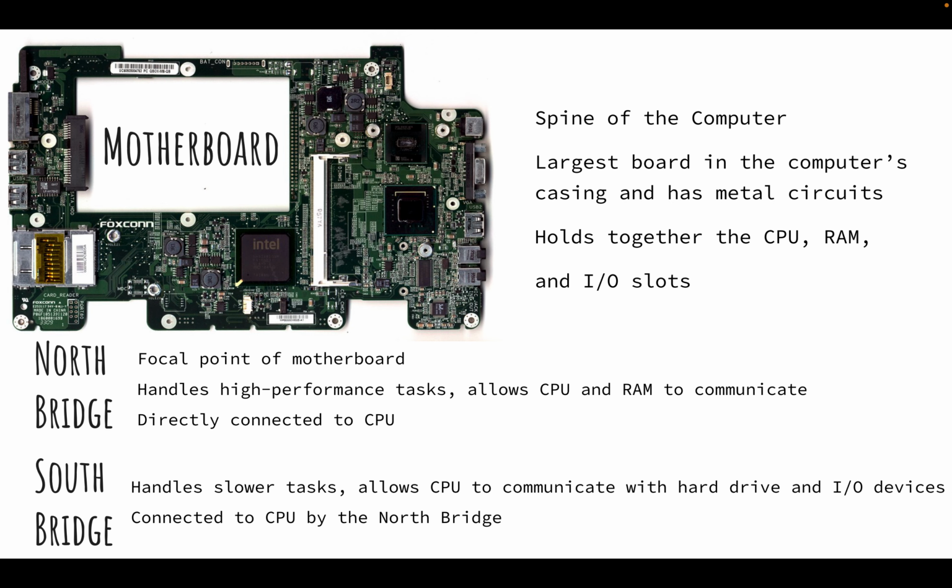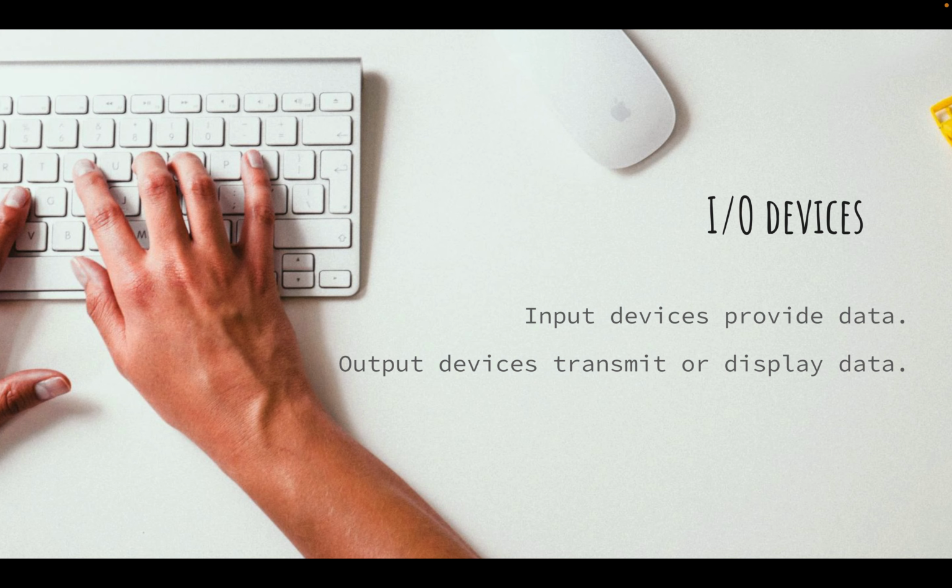Now, input and output devices are pieces of hardware that we can use to communicate with our computer. Input devices provide data, like the mouse or keyboard. We use these things to give the computer directions and information.